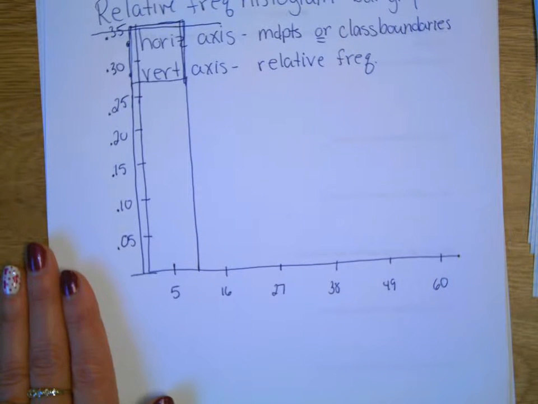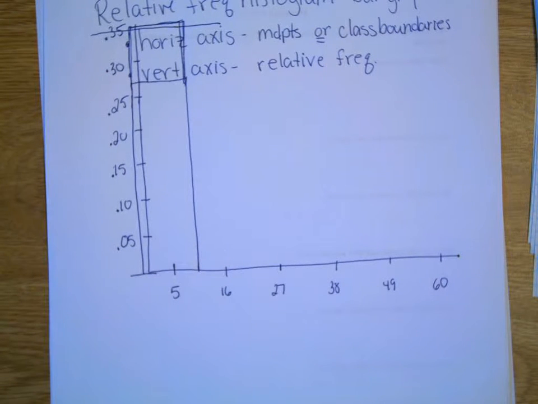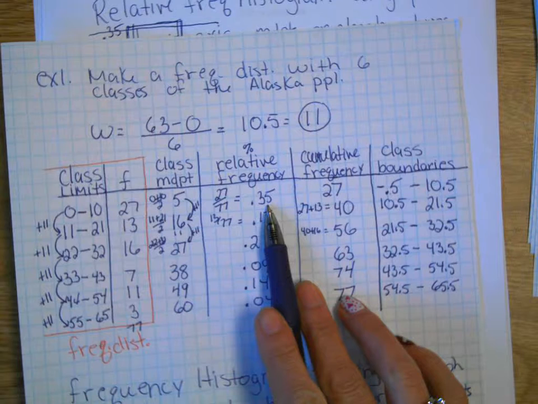I'll give you a chance to fix that. Now this, are you ready? No, not yet. Okay, I'll wait. 35%, so up to 0.35, up to the very top.